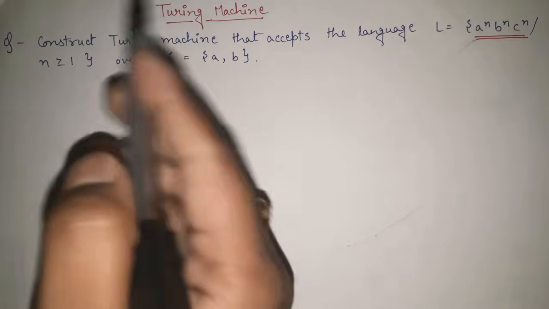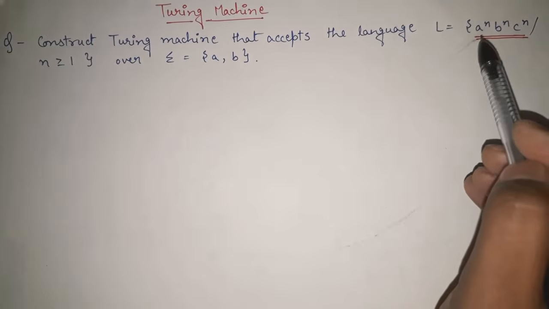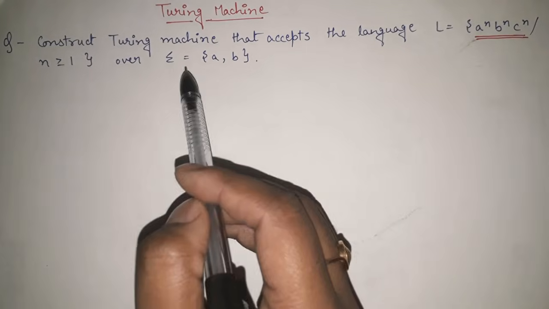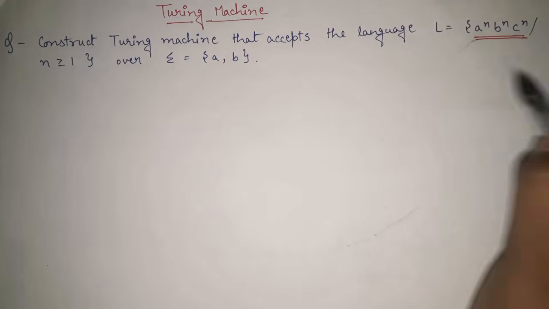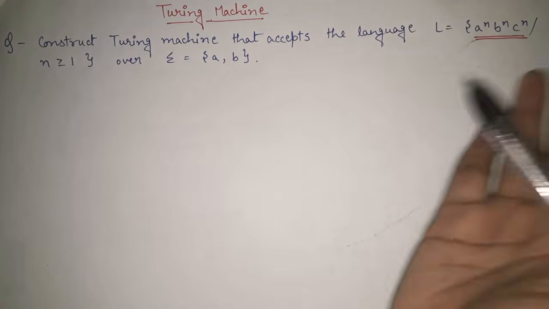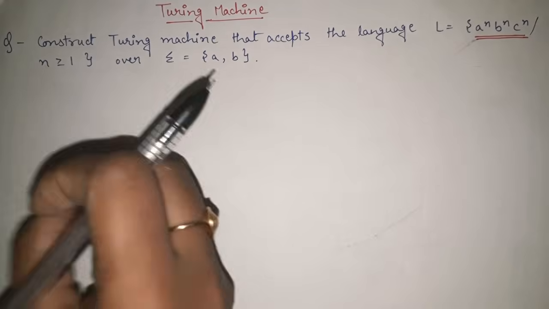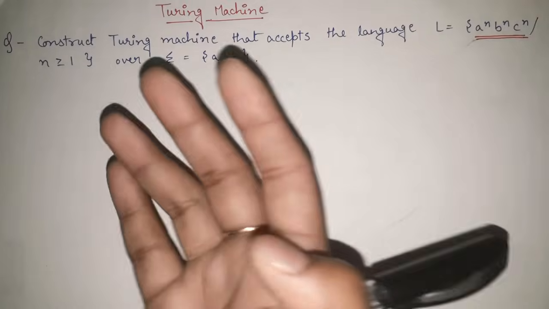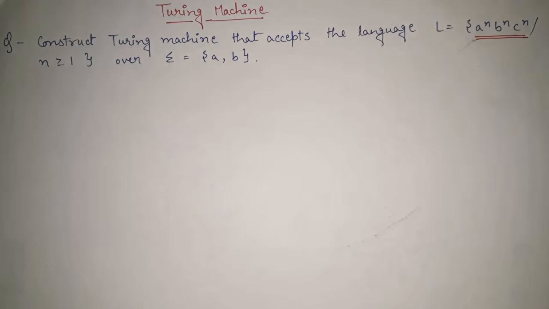Now today we are going to see this with the help of an example: construct the Turing machine that accepts the language L equal to a raised to n, b raised to n, c raised to n, where n is greater than or equal to 1, over the alphabet set {a, b}. This is one of the most common examples that we can solve using Turing machine. With the help of this example we will see how to construct the tape, how to construct the Turing machine, and which states are accepting and which are rejecting. We will see all the details about Turing machine in this video. Okay, so let's start the example.